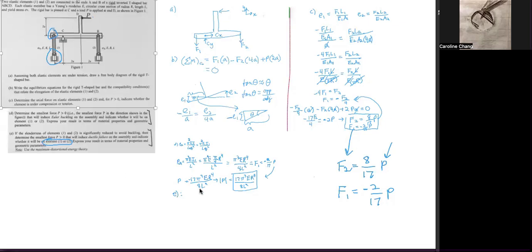For maximum distortional energy theory, sigma m, which is the von Mises stress, is going to be equal to the yield strength.